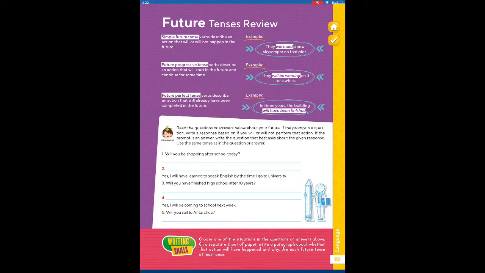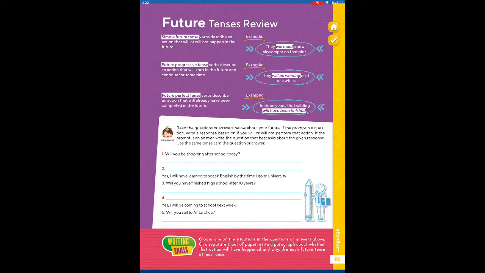Okay? So number 1, it says, will you be shopping after school today? I don't know. You have to answer, okay? It's future progressive tense, okay? Because we're using ing.